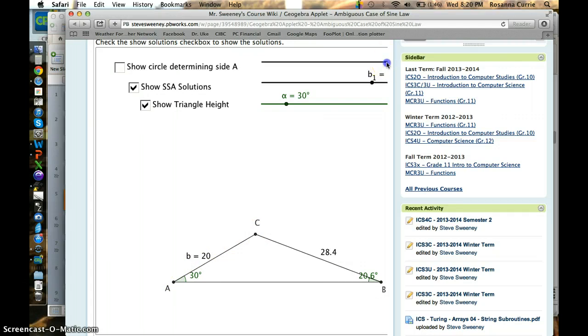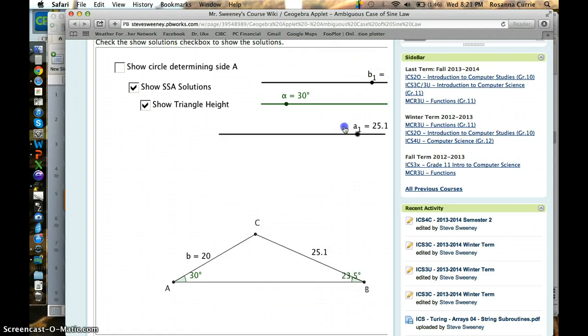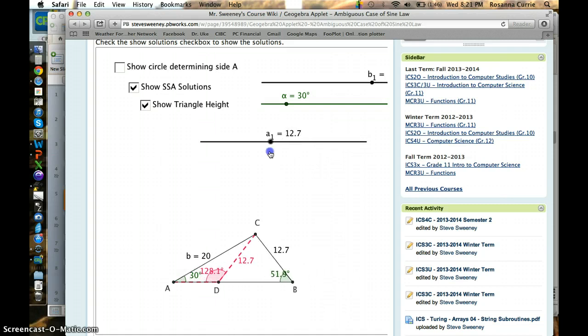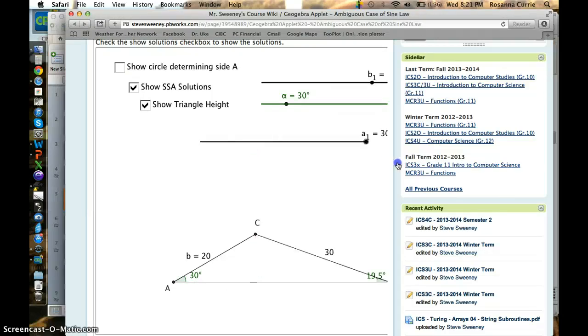Uh-oh, I can't get that slider back. Oh no. Okay. Oh, I can move that. That's neat. Okay, so if I continue to make my other length smaller, so here's that nice scenario where I have, oh nice, only one, and it's short, or you can have only one and it's long.